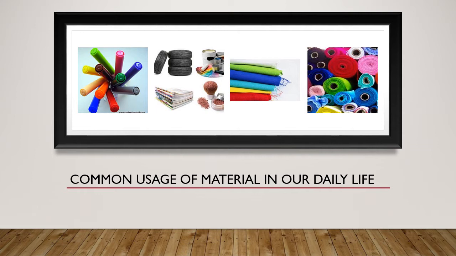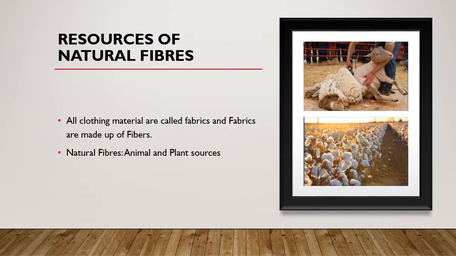We use various types of clothes, maybe bed sheets, dress material, curtains. They all are made up of different fibers and fabric which are maybe natural or man-made. For thousands of years, people wore clothes made up of natural fibers like cotton and wool. Cotton we get from cotton plants and wool from sheep. We have done this in our previous class.